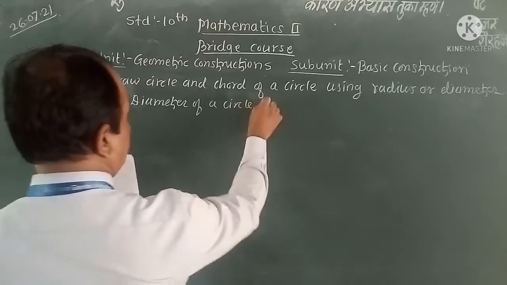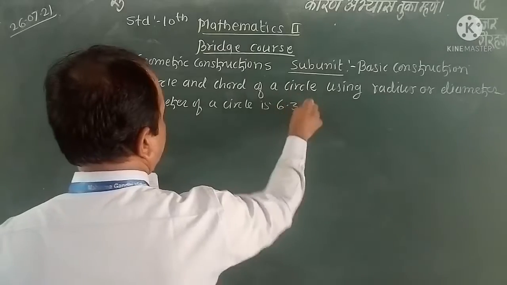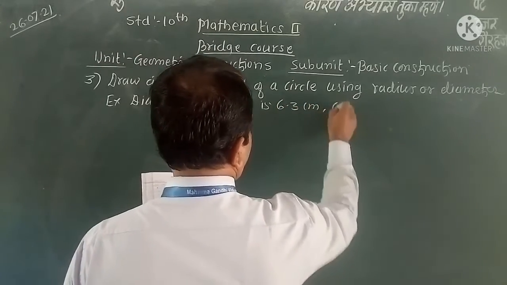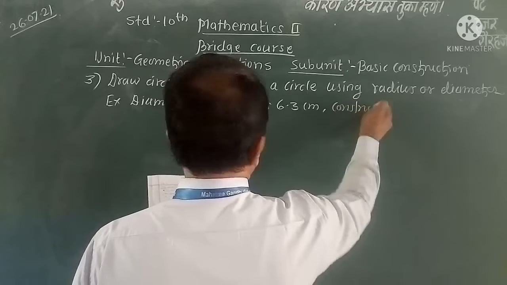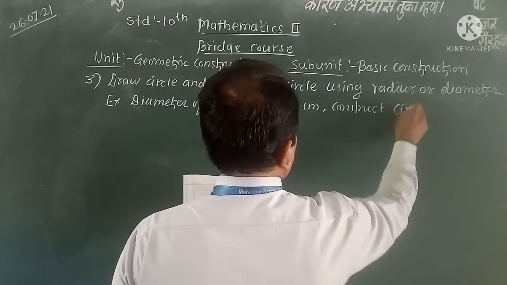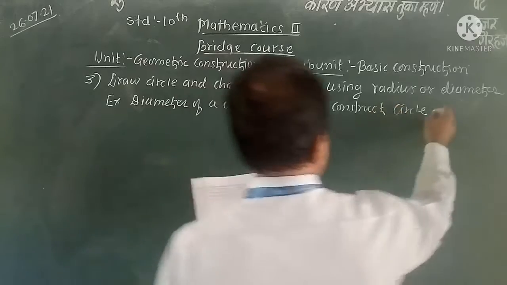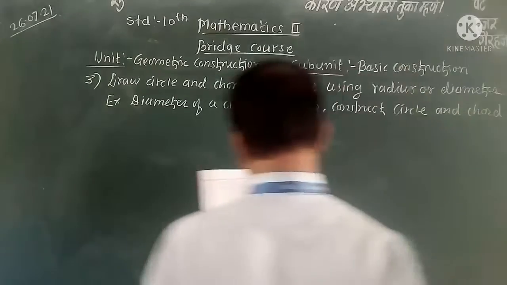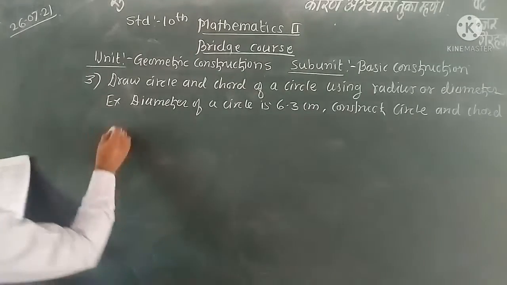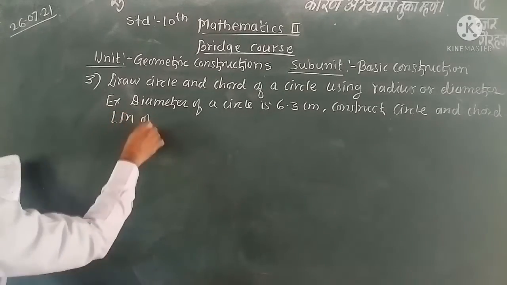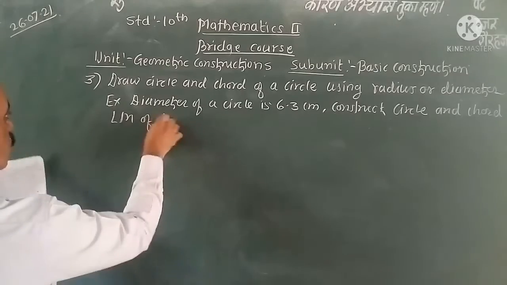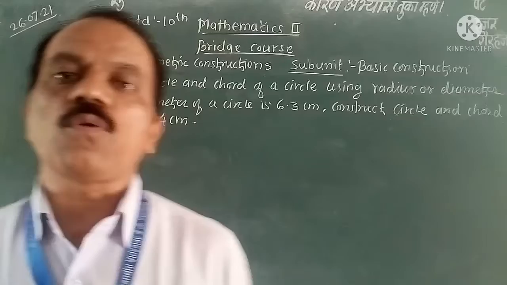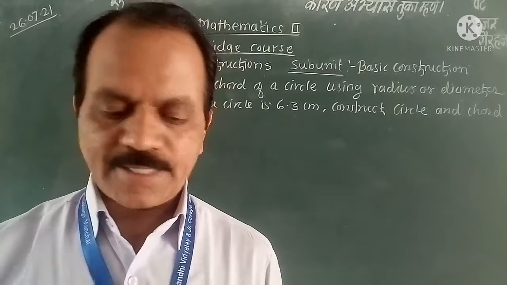Diameter of a circle is 6.3 centimeter. Construct circle and chord LM of 4 centimeter.